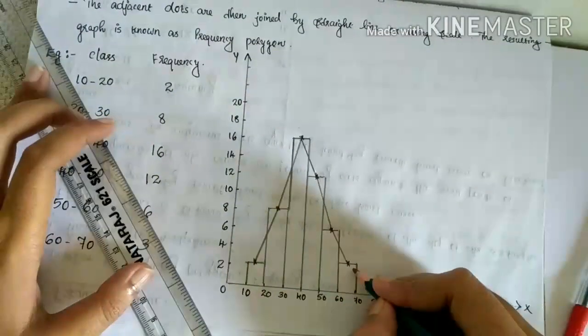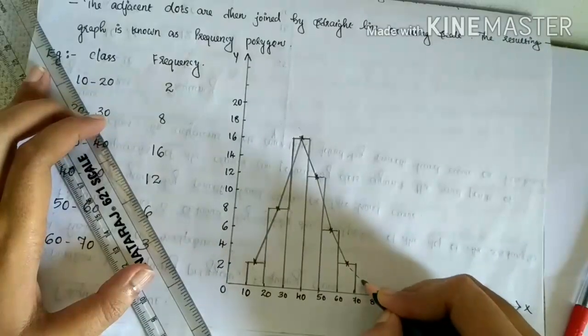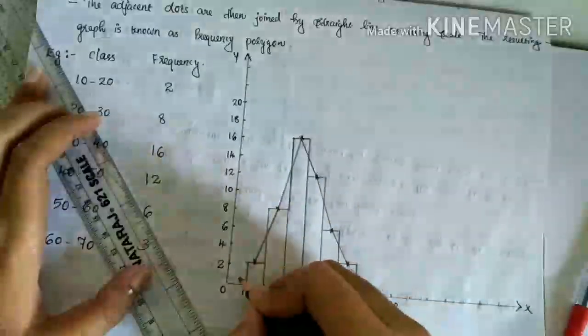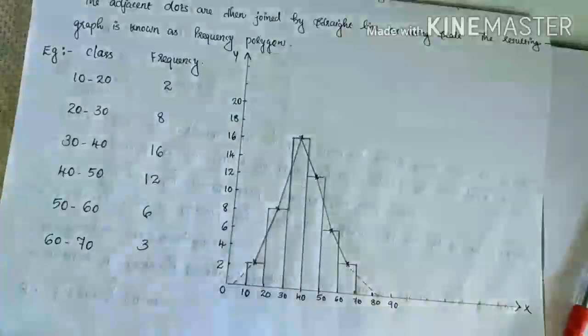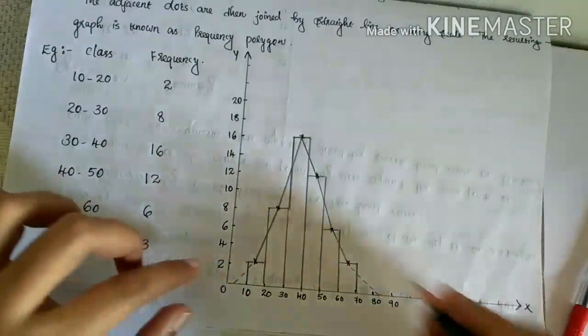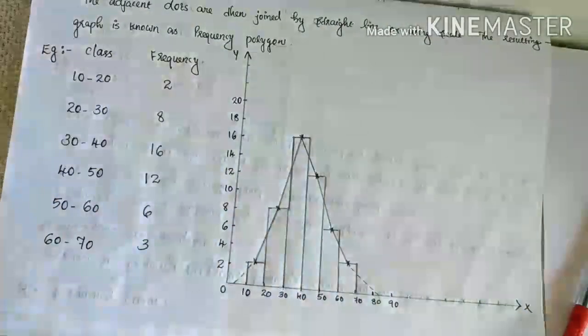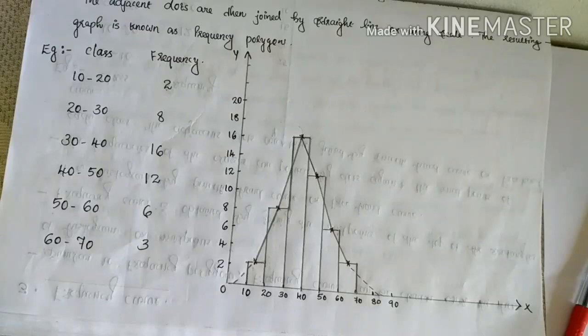After that, the end portions are joined this way. The end portions are joined with these dotted lines. So this is the method for drawing a frequency polygon.